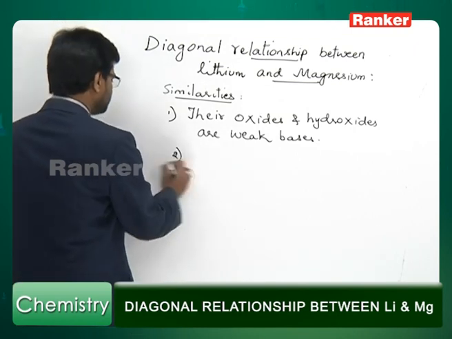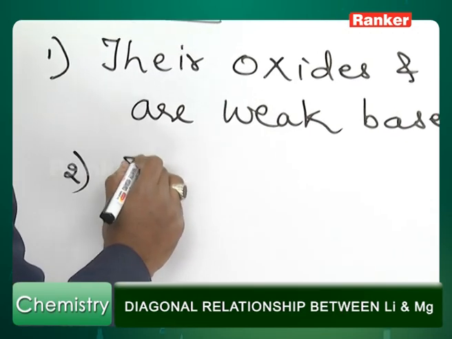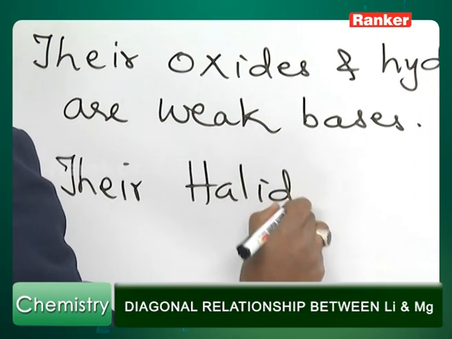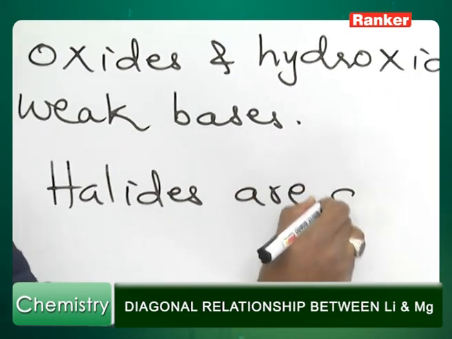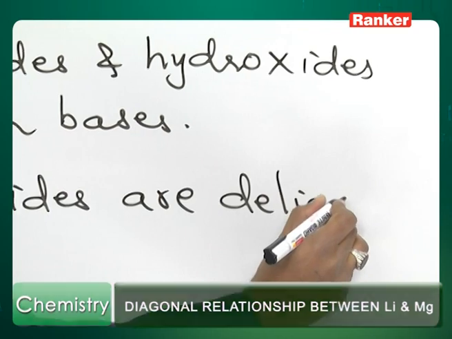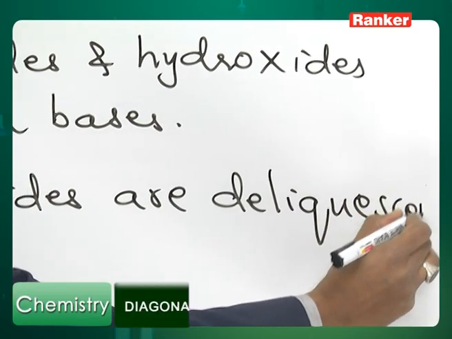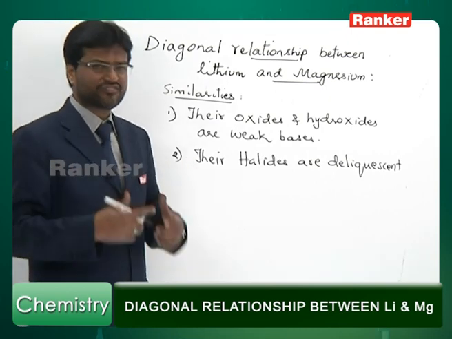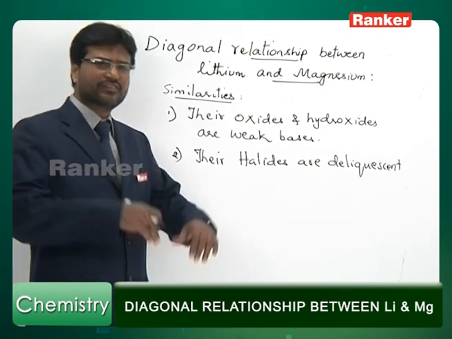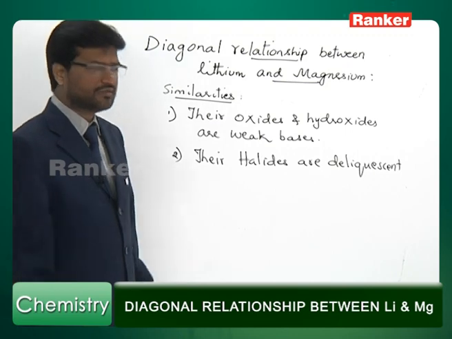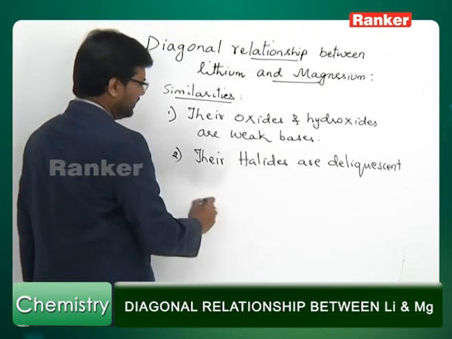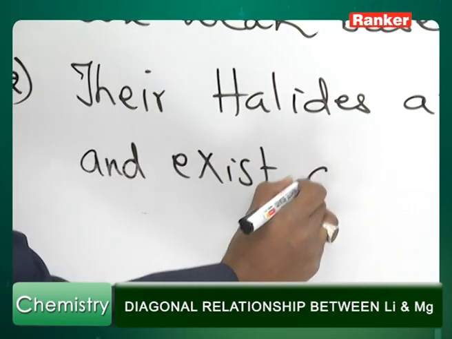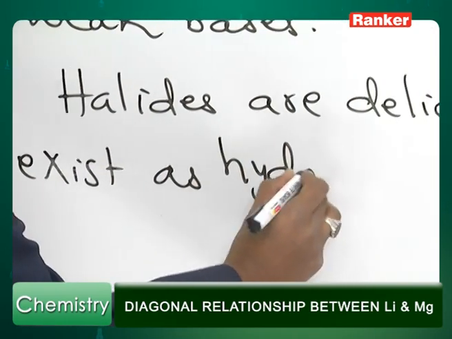Number two, their halides are deliquescent. Deliquescent means, I told you, they absorb moisture from atmosphere and they dissolve in the moisture to form saturated solution. Their halides are deliquescent and exist as hydrates.